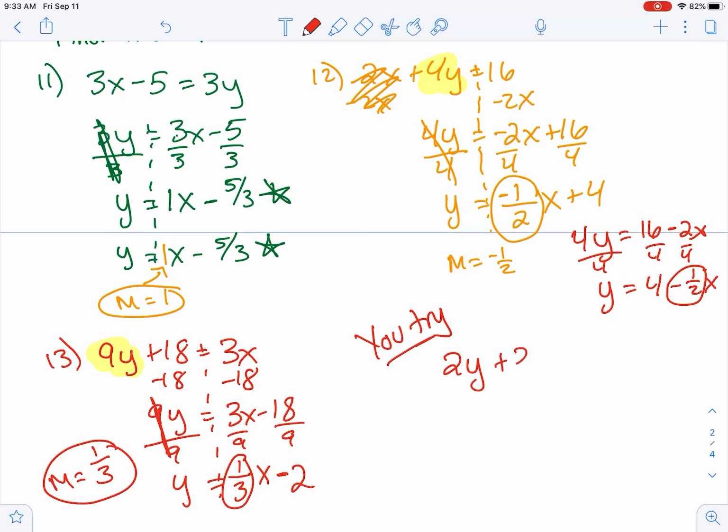Okay, I want you guys to try this one. Once you finish this one, this is your last one to do, and you can move on. So we have 2y plus 3x equals 22. Go ahead and pause the video and try that now.